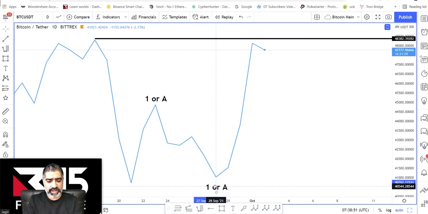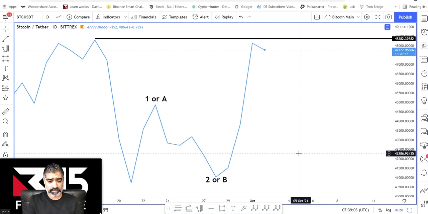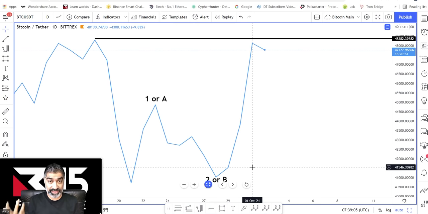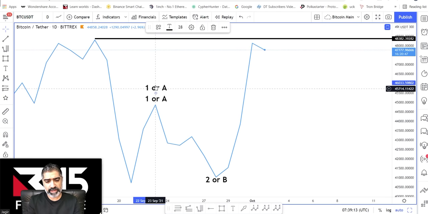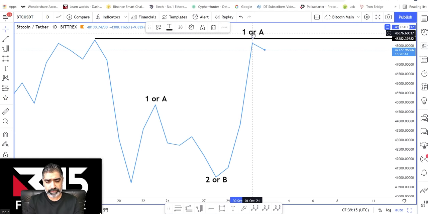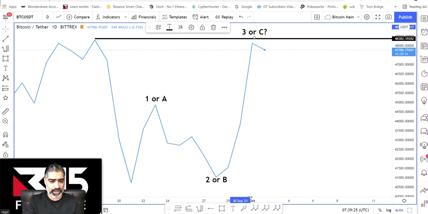Second, this down here looks like a wave 2 or a wave B. And similar to a wave A, a wave 2 and a wave B also tend to look identical. And wave 3s and wave Cs can sometimes look very similar. So now, if I just draw this up here, and I'm going to put a question mark above it, is it a wave 3 or C, with a question mark? Right? This is the big question. Is it a wave 3? Is it a wave C?